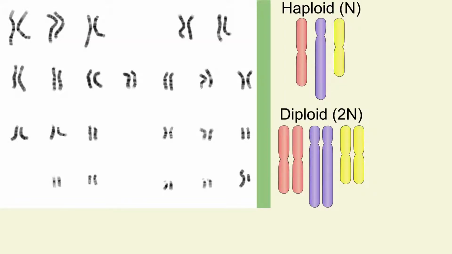Before we can talk about mitosis, we need to take a look at what are called haploid and diploid cells. DNA is organized into what we call chromosomes, where N equals the number of chromosome copies. So in a haploid cell, each one of these is a chromosome. So we could call this chromosome 1, chromosome 2, chromosome 3.